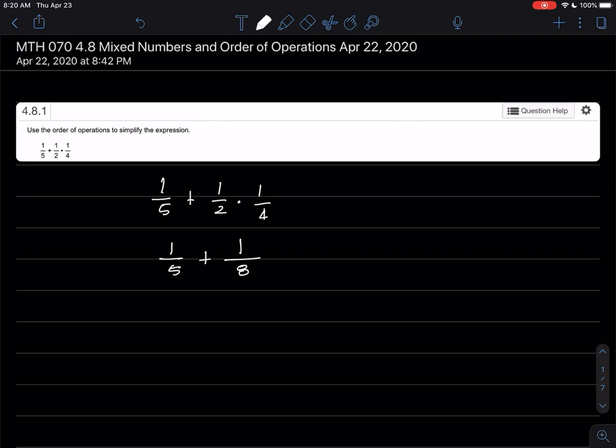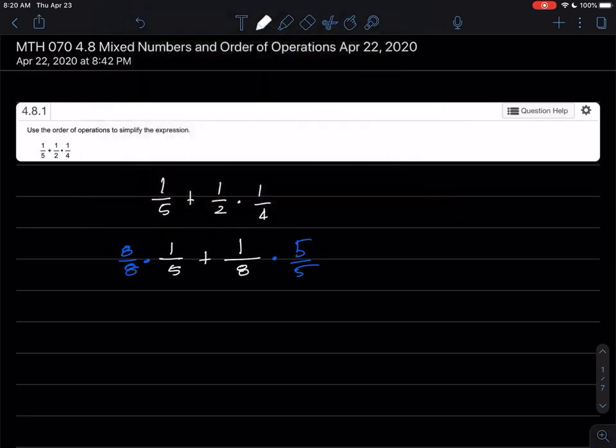We need a common denominator. Five and 8 have no factors in common, so the LCM is going to be the product of those two numbers. So we need to get here a 40 in the bottom. So this first guy is missing the 8. Second one is missing the 5.